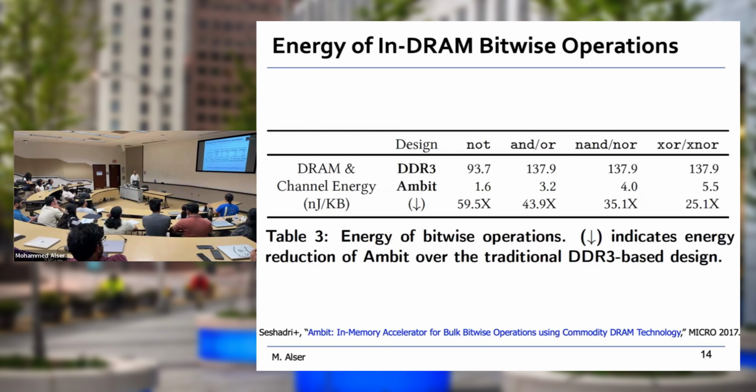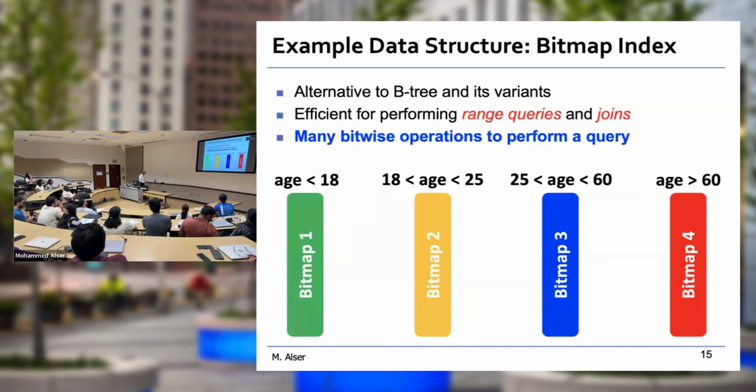All right, so it was a very good use case where we showed the benefit of using AMBIT, because remember, AMBIT is very simple bitwise operation, just AND and OR and NOT. And the best use case that we show in the paper, something called bitmap index.